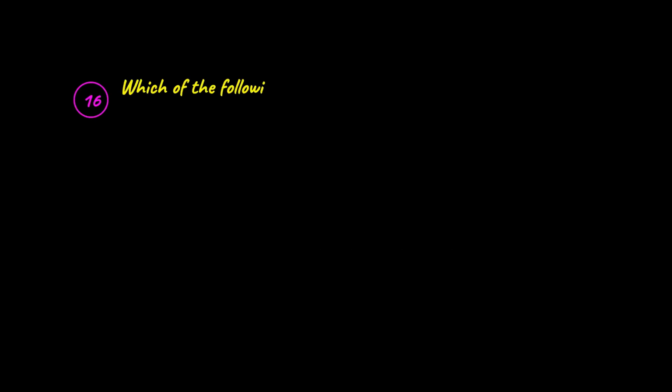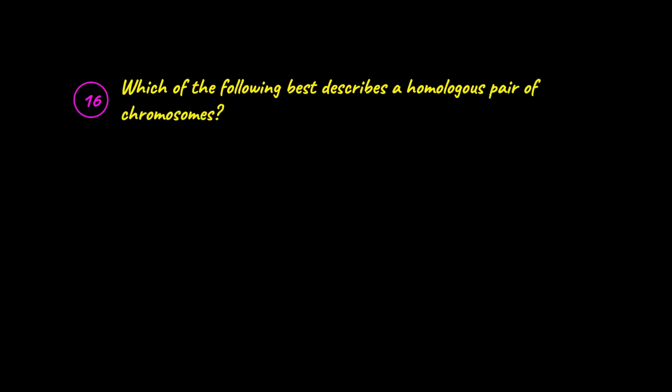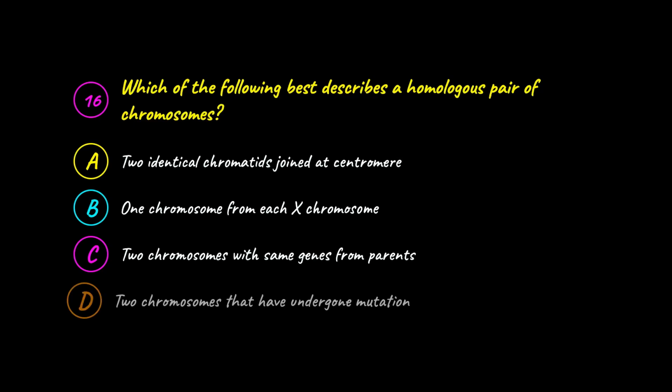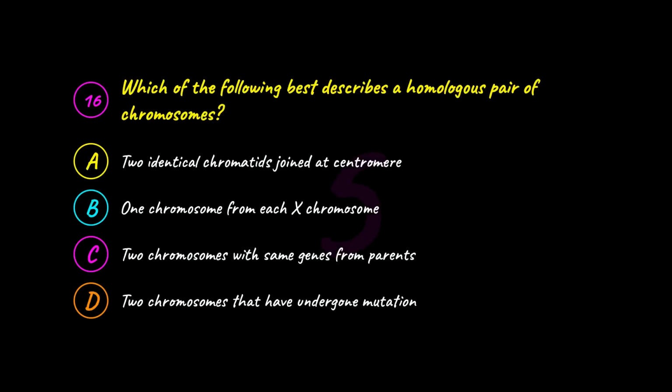Question 16. Which of the following best describes a homologous pair of chromosomes? Your options are A, 2 identical chromatids joined at centromere. B, 1 chromosome from each X chromosome. C, 2 chromosomes with same genes from parents. D, 2 chromosomes that have undergone mutation. Got a guess? Lock it in.